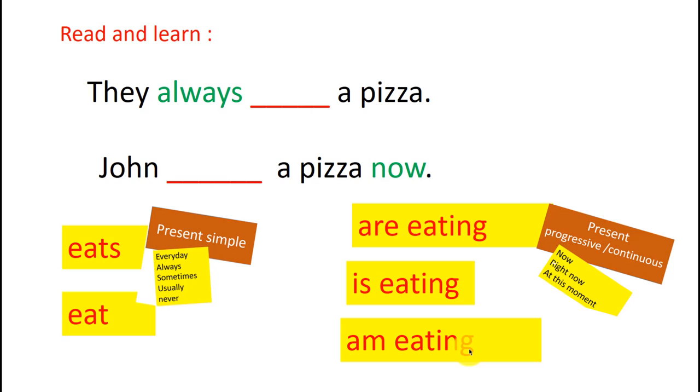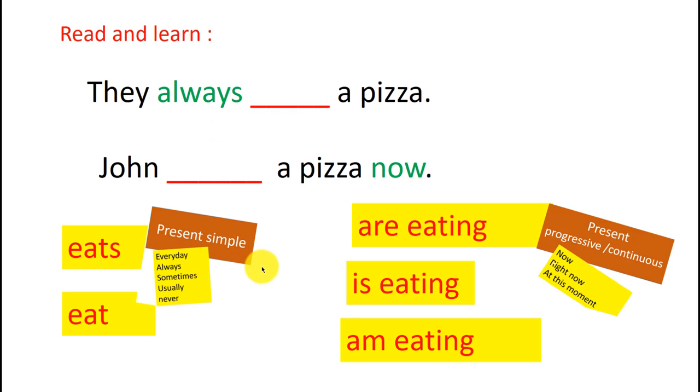What we have to do first, we have to find the time word. Where is the time word of the first sentence? It's always. Very good. Where is the time word of the second sentence? It's now. Good. So, we always try to find the time word. It's used with which tense? We have here time words, and here we have also time words. So we have here every day, always, sometimes, usually, never. Here we have another list of time words: now, right now, at this moment. And always is with this list.